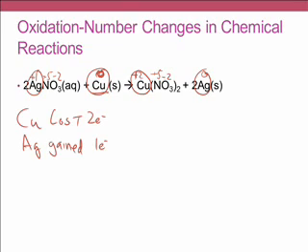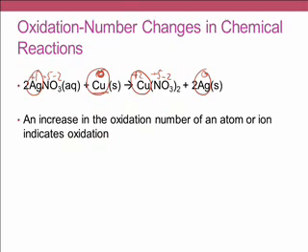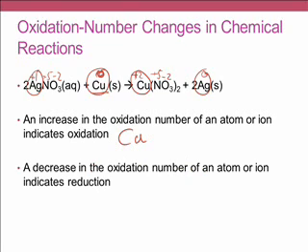So we see that copper lost 2 electrons and silver gained 1 electron from the whole equation. So thus, if copper lost 2 electrons, loss of electrons is oxidation. Copper was oxidized. Gain of electrons, reduction. Silver was reduced. So an increase in the oxidation number of an atom or ion indicates oxidation, such as copper. That means it lost electrons. If we decrease the oxidation number of an atom or ion, that indicates reduction.